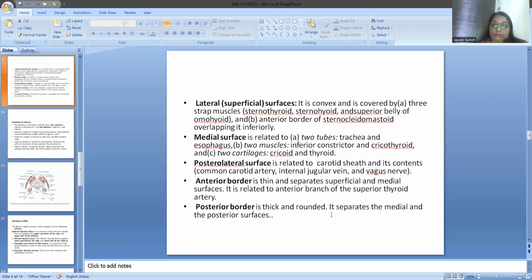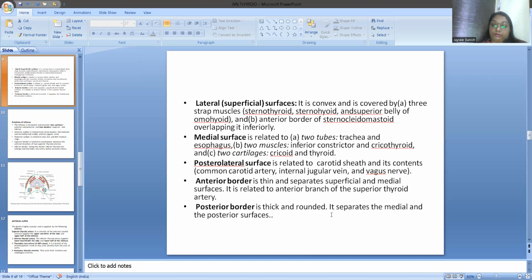The lateral surface is convex and covered by the three strap muscles. These strap muscles are the sternohyoid, the sternothyroid muscle, and the superior belly of the omohyoid. We will discuss all these muscles when we see the anatomy of the neck region. And there is the anterior border of the sternocleidomastoid muscle, which overlaps it inferiorly.